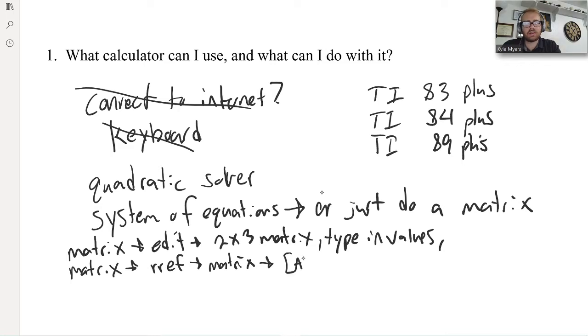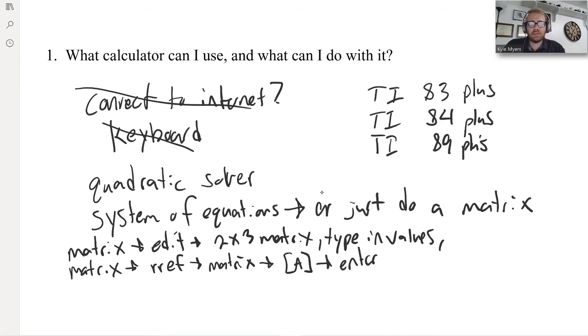So usually it's like matrix A, looks something like this. And then you just hit enter. So RREF actually stands for reduced row echelon form, which is a fancy way to say that it's going to solve that system for you. Now, if you find a system solver that you can download on your calculator, go for it. But if you can't, you can always just do this little matrix trick.